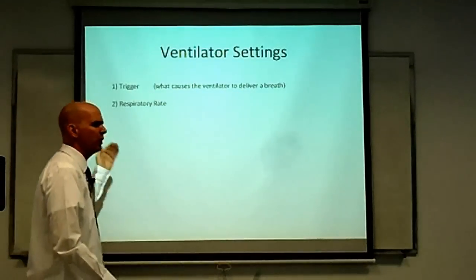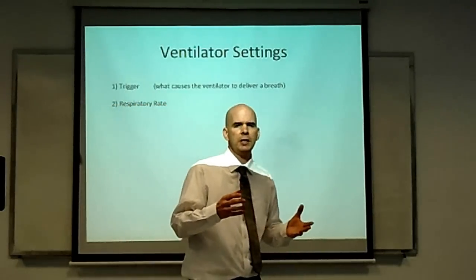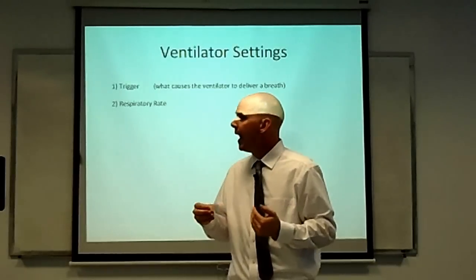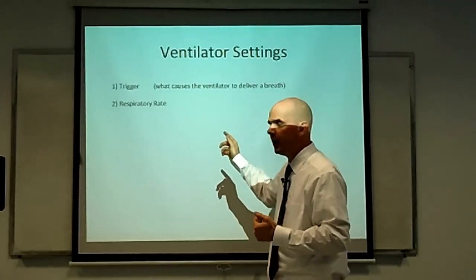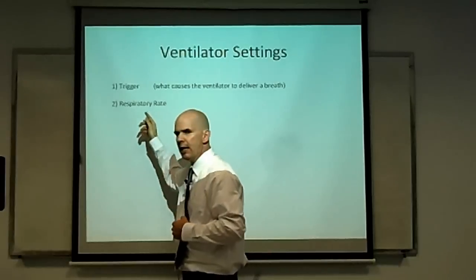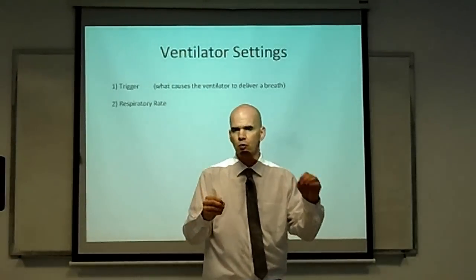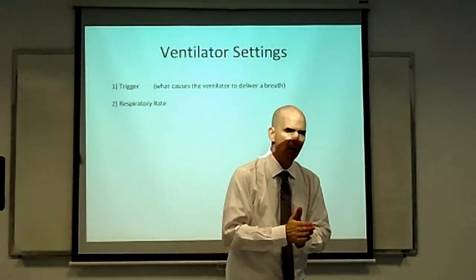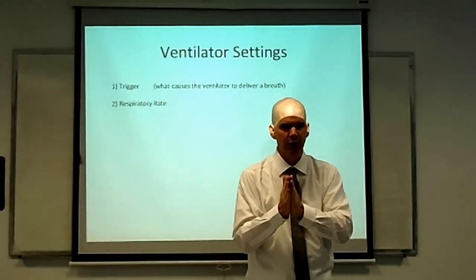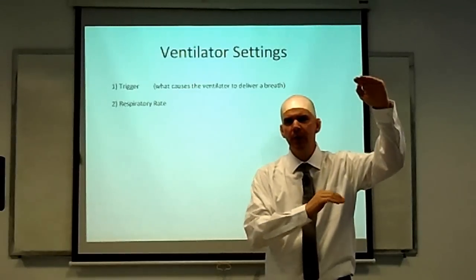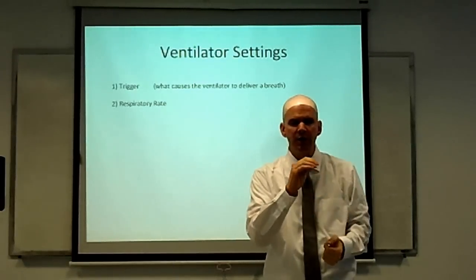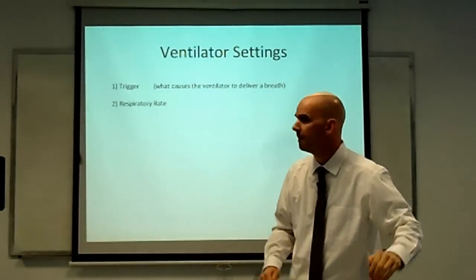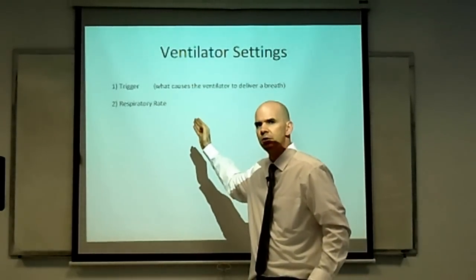Next setting to talk about is respiratory rate. Respiratory rate just means how many breaths per minute the ventilator is delivering. And respiratory rate, we're going to find, is one of the key ways to control CO2 level. Remember, we said going into this, our whole idea with ventilation is keep O2 up and keep CO2 down. As far as controlling that component of it, respiratory rate is absolutely key.